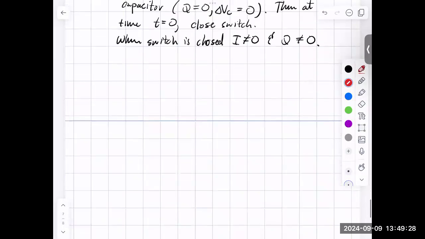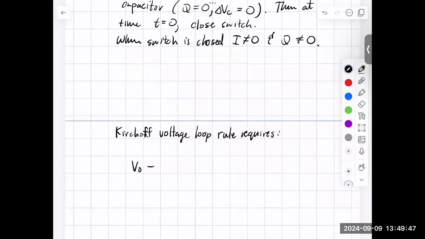Okay, so a Kirchhoff voltage loop rule requires that, well, let's see, we gain the voltage of the battery, we drop voltage across the resistor, we drop voltage across the capacitor, and we drop voltage across our inductor. And then we get back to our starting point. And so if we add up all those changes in voltage, they have to add to 0.